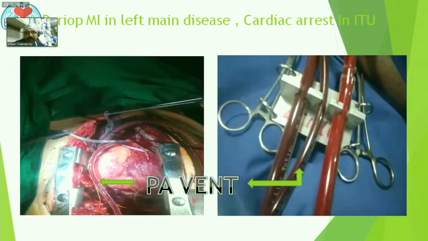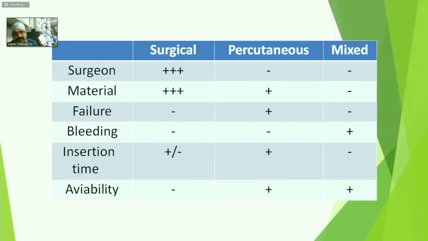This is another one where a peri-op MI happened in left main disease. He arrested in the ICU. So with the CPR, we opened the chest and we cannulated the aorta and the right atrium, and we vented after that with a pulmonary artery vent. So this happens inside the ITU, and you can do the central cannulation after opening the chest. So these are the different cannulations I have shown that you can do during the ECPR scenarios.